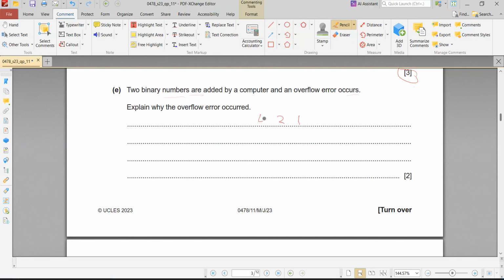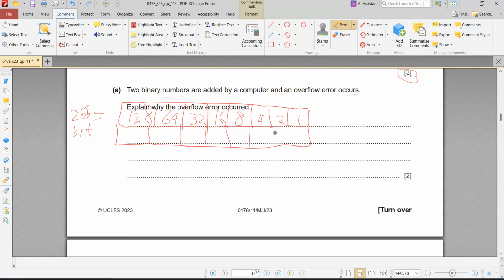Let's say 1, 2, 4, 8, 16, 32, 64 and 128. If I have my register, this is the register. The combination of the addition of those register values together gives you 255. So if I put one in all of those places, that means all of them are on.